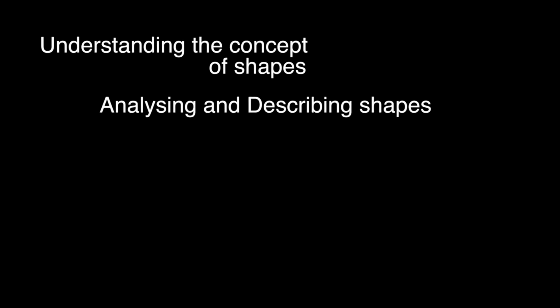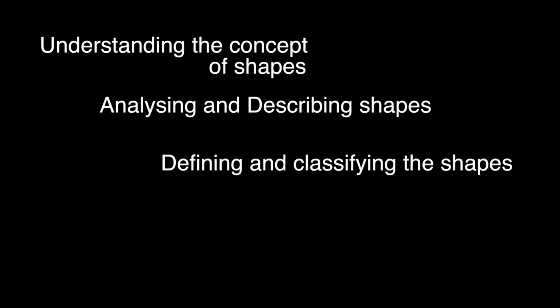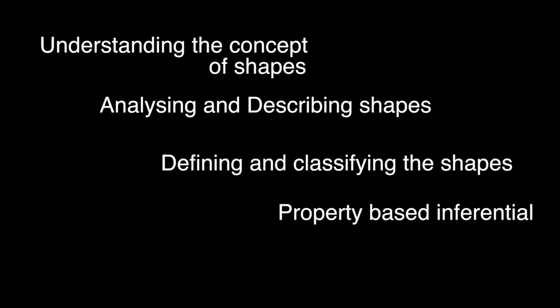In this video, so far we have spoken about the 3 important components that work together for the geometric reasoning module: the content, the core mathematical ideas, and the processes of mathematics. We looked at how the module is structured into 5 units of understanding the concept of shape, analyzing and describing shapes, defining and classifying shapes, property-based inferential reasoning, and understanding the need for proof.